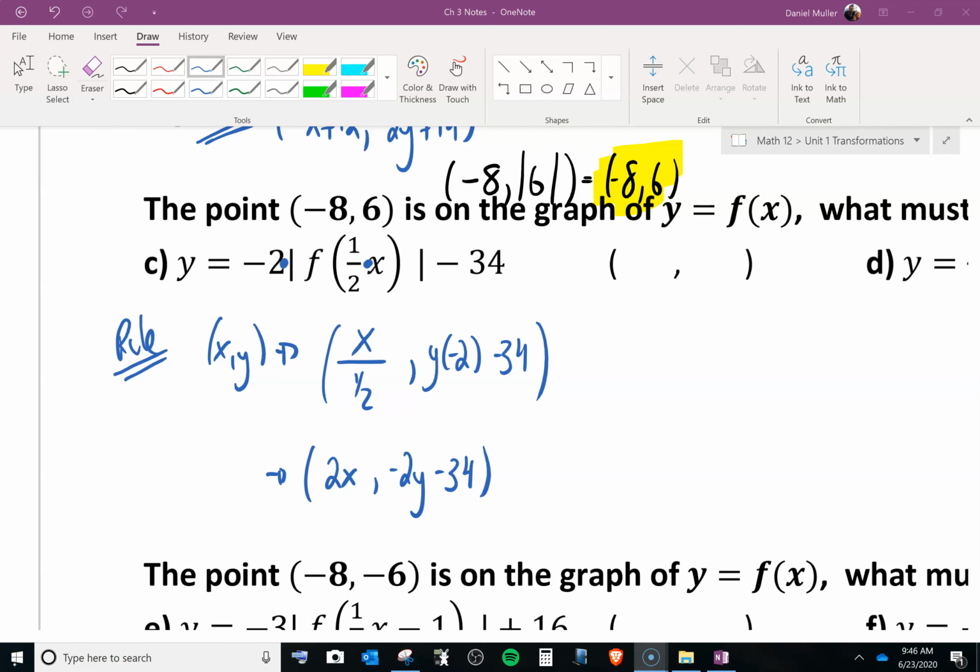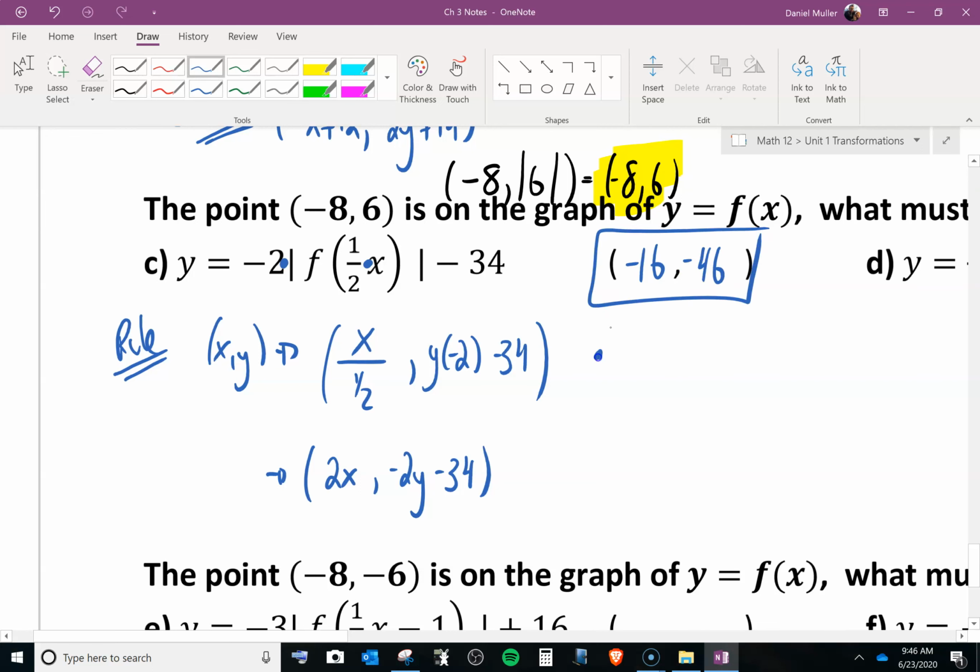Let's now take our point and put it into this rule. So -8, my new point's up here, which is exactly the same as the old one. But 2 times -8 is going to be -16. And then 6 times -2 is -12. -12 minus 34 is -46. So that's our new point.